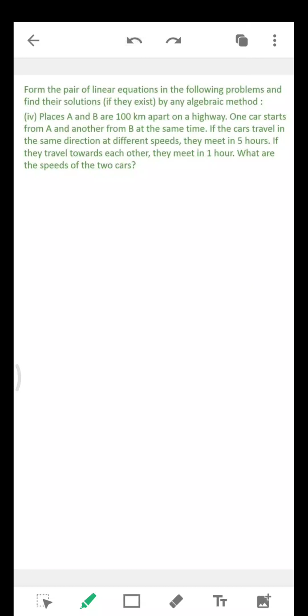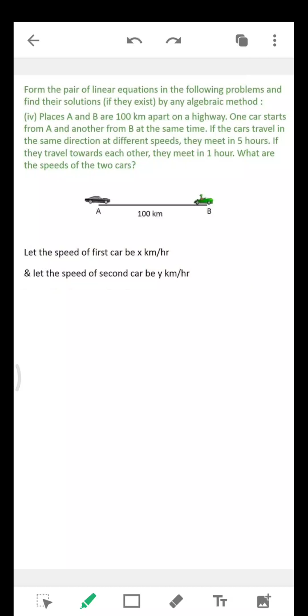So to begin with, I'll let the speed of the first car be x and the second car be y. That is, the speed of the police car is x, and the speed of the thief's car is y. I'll draw a picture for that. Okay, in this first case, the cars are traveling in the same direction.